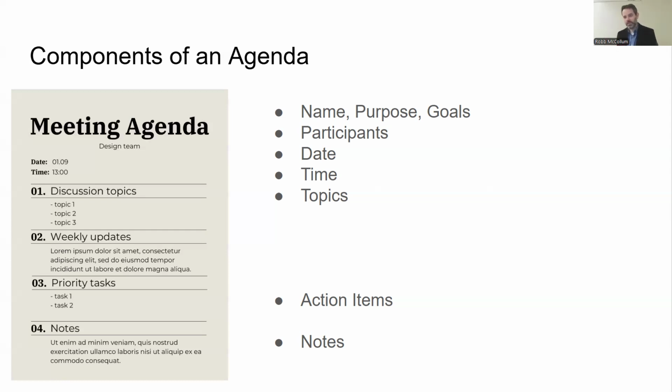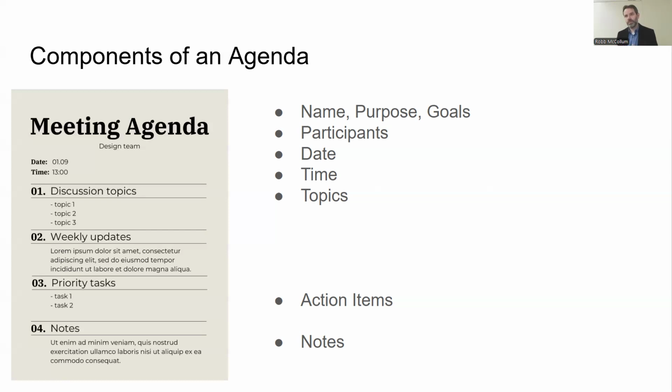Now, at the end of the document, or at least somewhere in the document, there should be space for action items. And action items are assignments that are given to meeting participants during the meeting to carry out the decisions that are made during the meeting. And so maybe that priority task section might be used for recording action items.